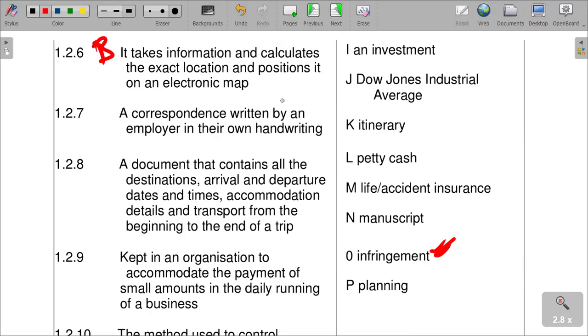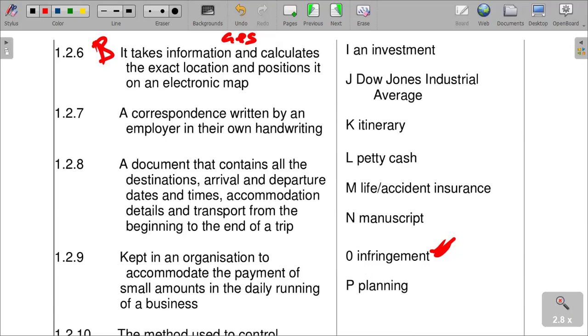GPS is the one that is used in identifying the exact location and position of a given place on the geographic map or on an electronic map. So we say it's what? GPS. It is the one that does that.